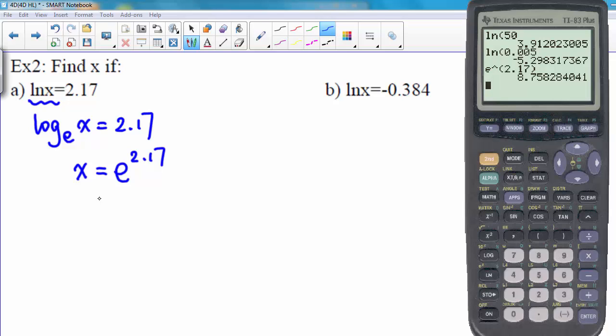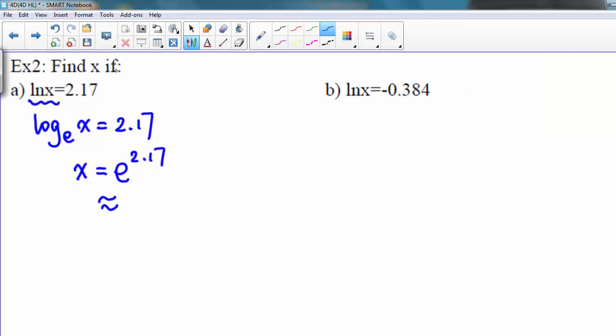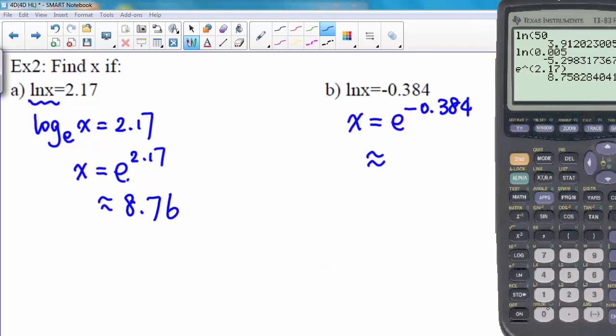8284041. Anyways, if there's no requirement in the question, we always keep 3 significant figures in the DP math course. So e to the power of 2.17 is around 8.76. The same in the second one. Ln x is a base e log, so this x value is e to the power of negative 0.384. Use the calculator to help you find the approximate value.